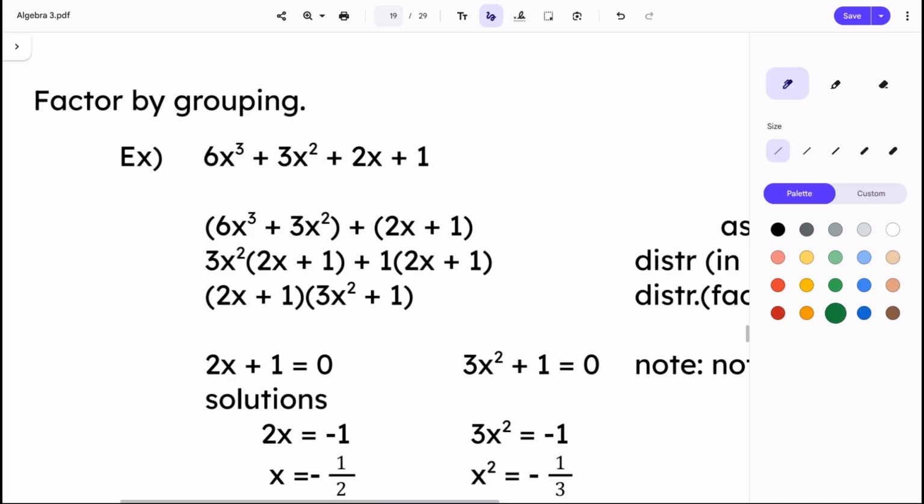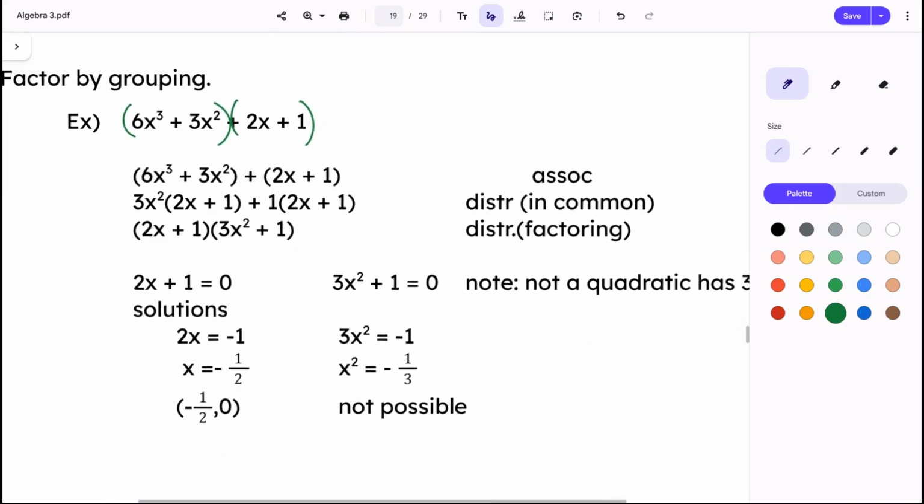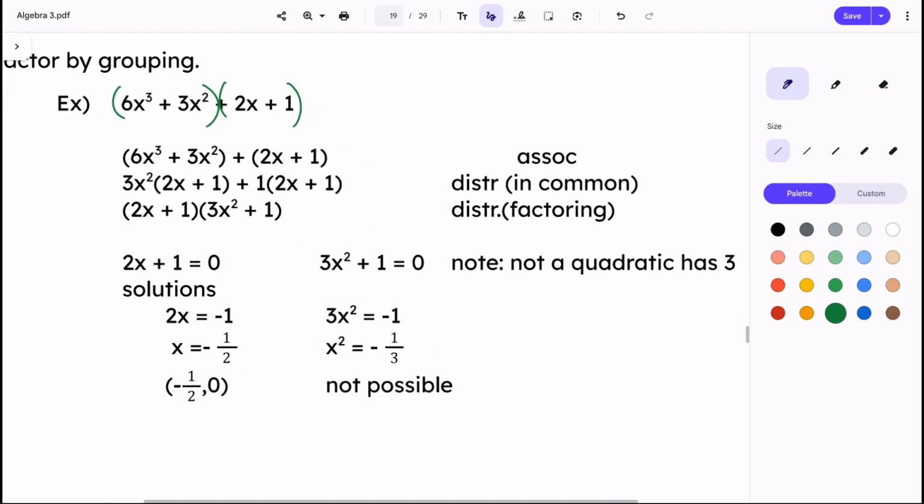Because there's an even number of terms, I'm just going to group the first 2 together. So I put parentheses around those first 2, and then I put parentheses around the second 2. You can see that's what I have written down here. And over here on the right-hand side, I'm showing you what I did. This is the associative property, because I'm grouping things together how it makes sense to me, or how it's going to work to my advantage to help me simplify this. So I'm grouping those terms together.